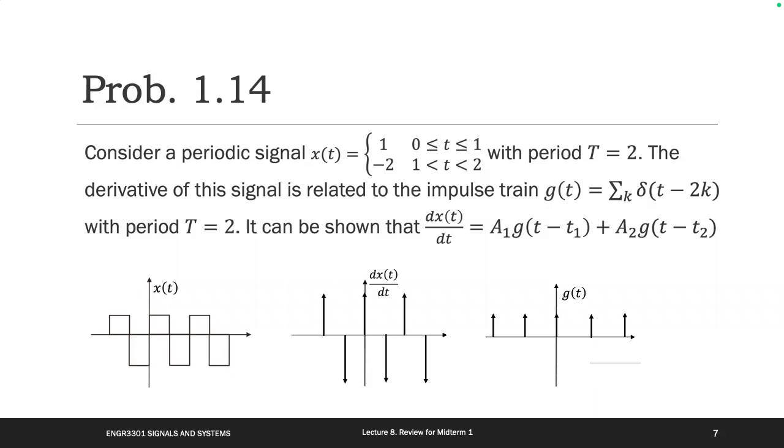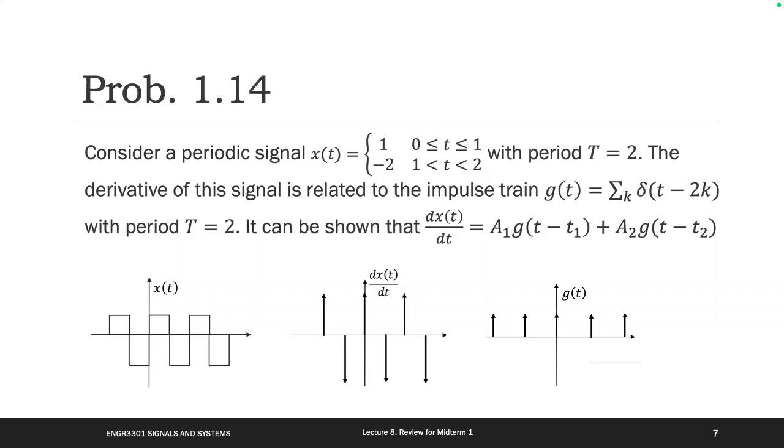Then let's talk about the train. This is the impulse train. Why is it a train? It's the same thing repeating. You can see this is like t minus 2k, which means only at the even numbers it has a value. Am I right? When t equals 0, k is equal to 0.